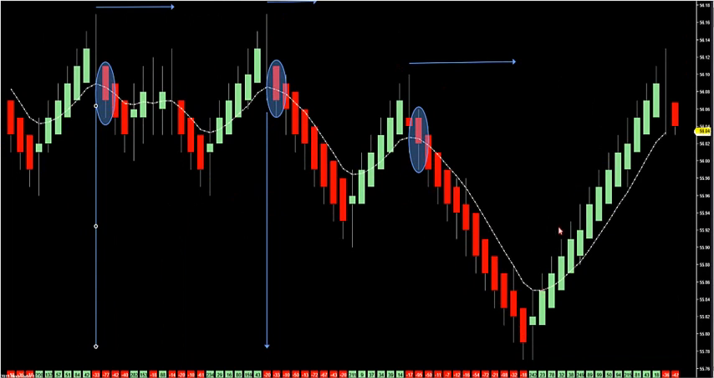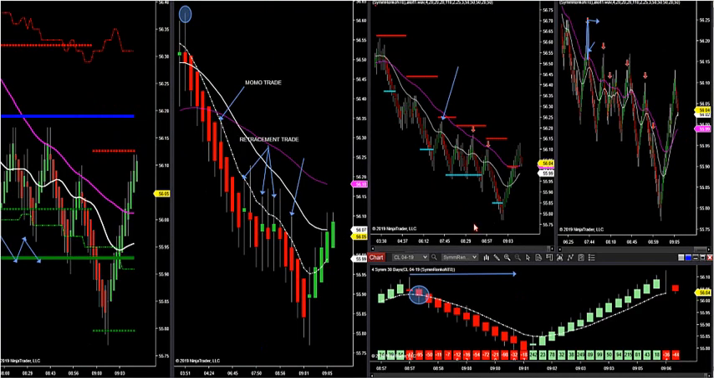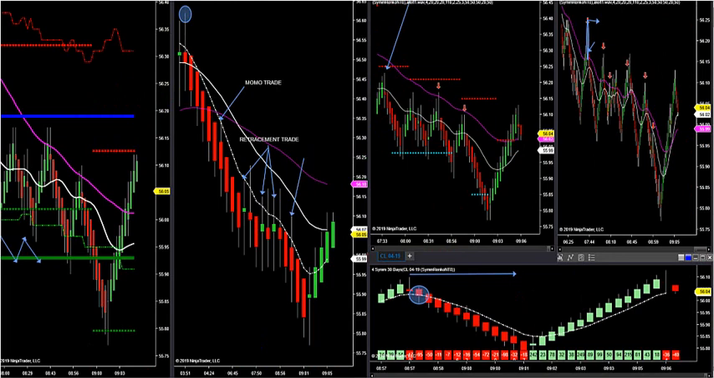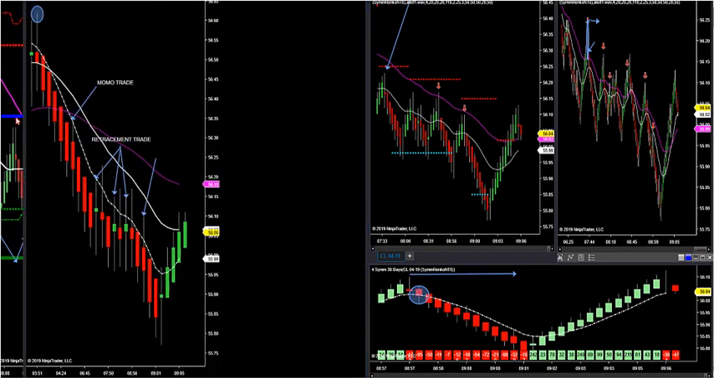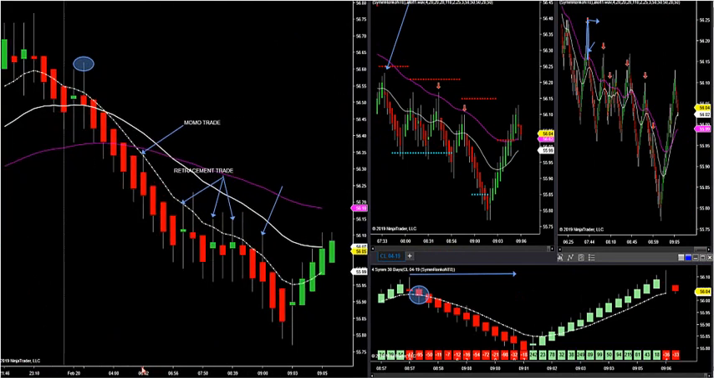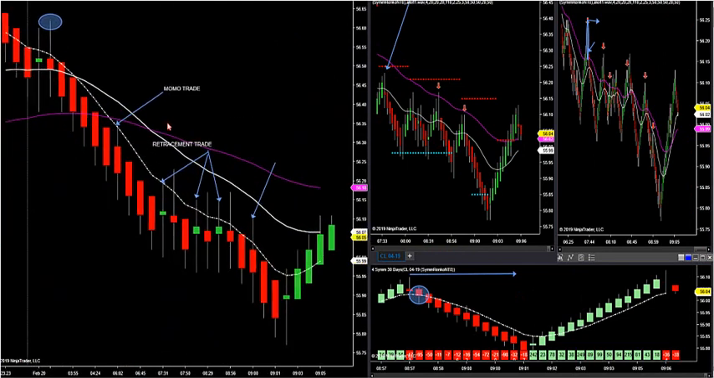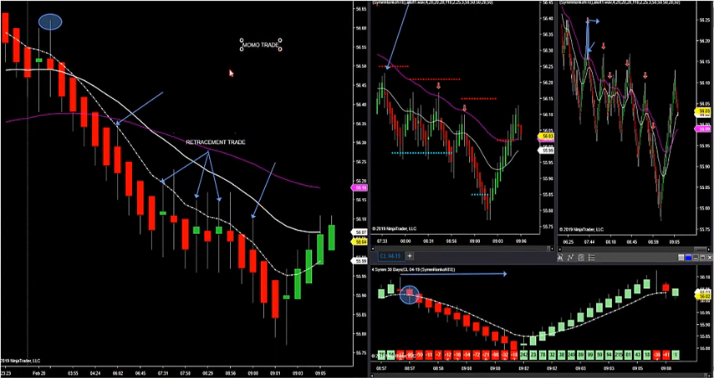On the first push, look to buy or sell. Look to scale out contracts and then let the runner run to the next set of what are called symmetry dots over here. Okay? Now, that is in trend. So trend, very simple. I have only two setups. Very easy to see. I have a retracement trade and I have a momentum trade.